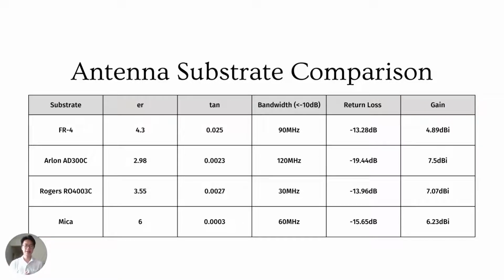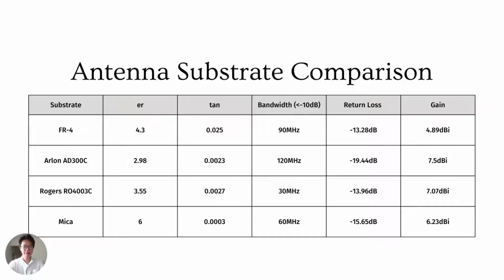This comparison covers four different substrates which are more widely used: FR4, Arlon AD300C, Rogers RO4003C, and Mica. Out of all those, Mica has the highest dielectric constant and the smallest loss tangent. So ER is the dielectric constant, and tan delta is the loss tangent. And then the bandwidth, return loss, and gain.